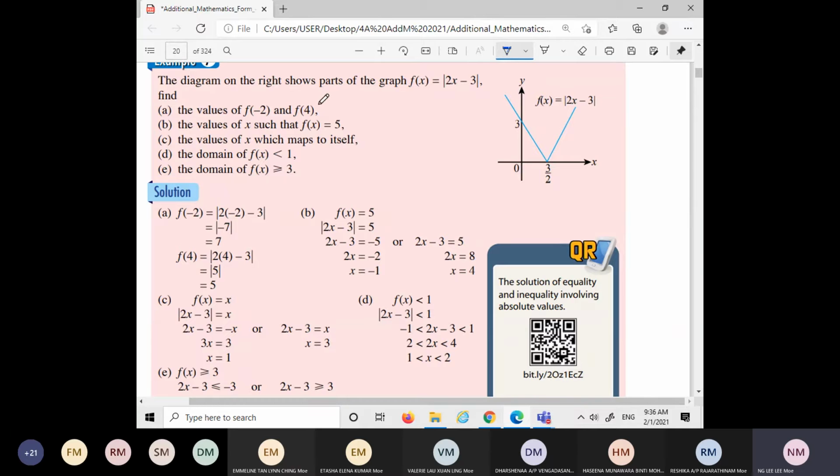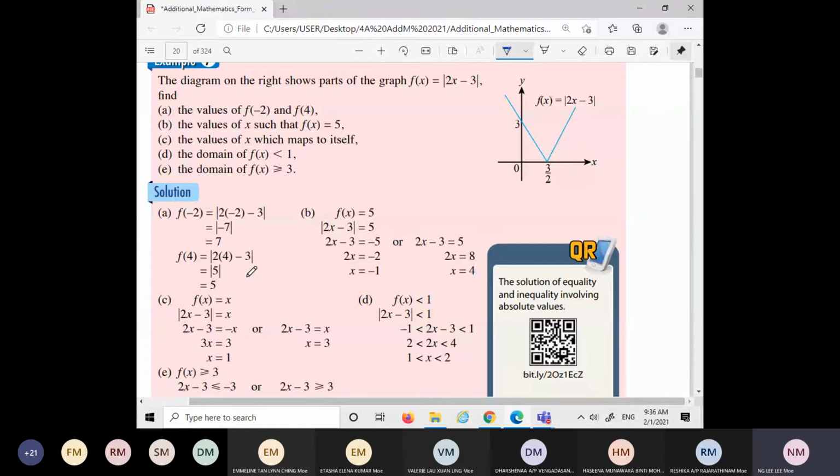Second part, f(4). Same thing, substitute x as 4. 2 times 4 is 8, 8 minus 3 is 5, with the modulus. Then check: if this is positive, it remains positive. If this is negative, change it to positive. So the answer is 5.